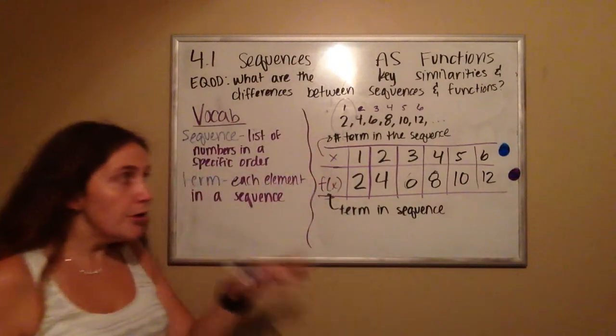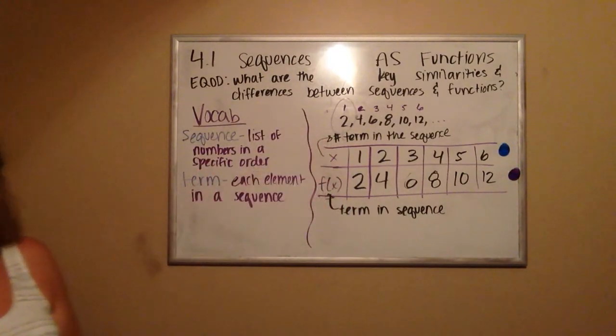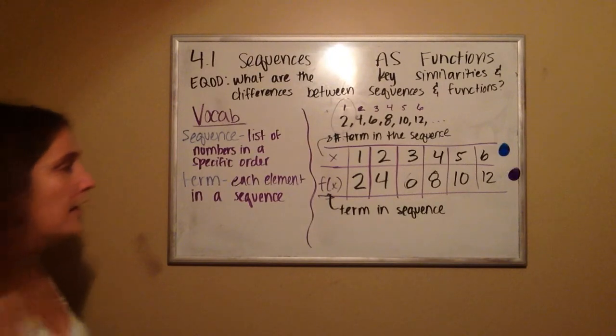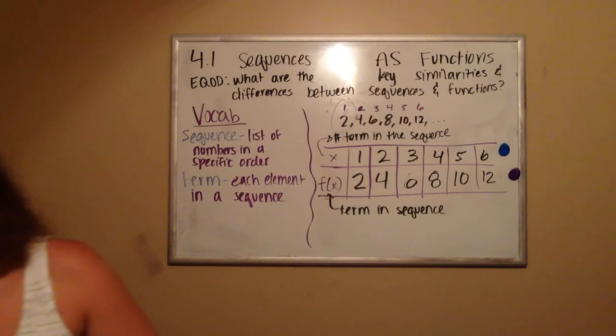So your inputs are what number term is it in the sequence? Is it the first term, the second term, the third term? And the output is the term in the sequence.